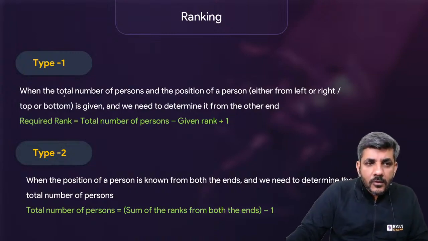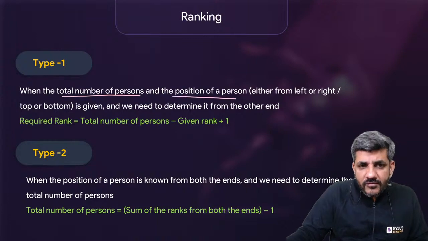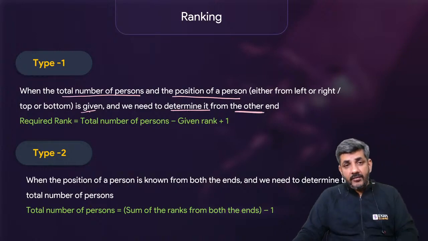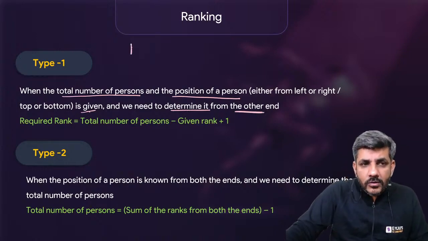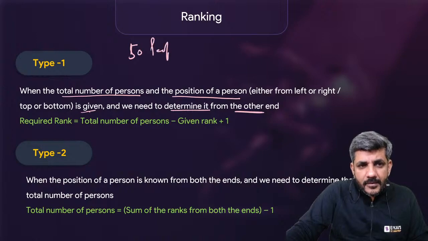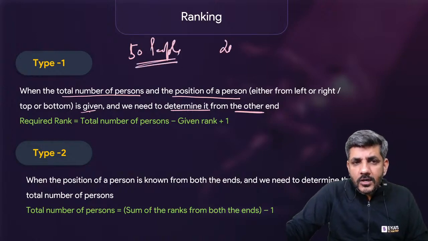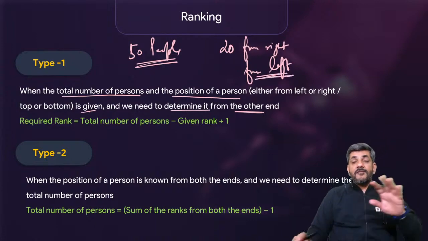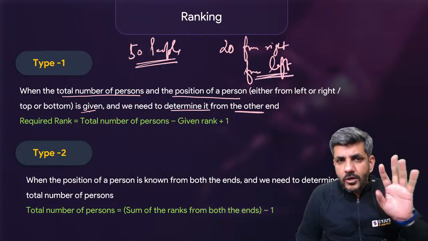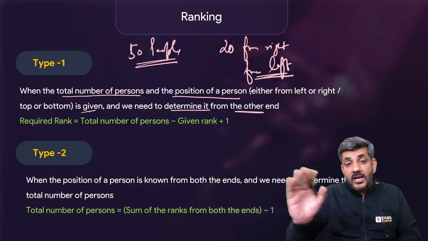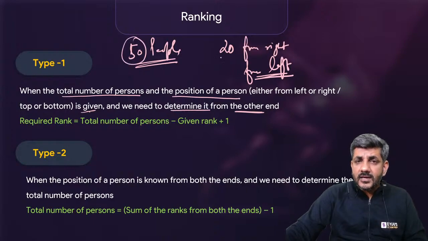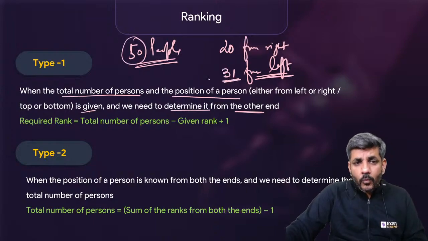First, when the total number of persons and the position of a person is given, and we need to determine it from the other end. For example, in a row there are 50 people. You are 20th person from the right end. So what is your position from the left end? Left hand से आपकी position कितनी होगी? Generally people make a mistake and say 50 minus 20, 30. The answer is 31. Why is this 31?